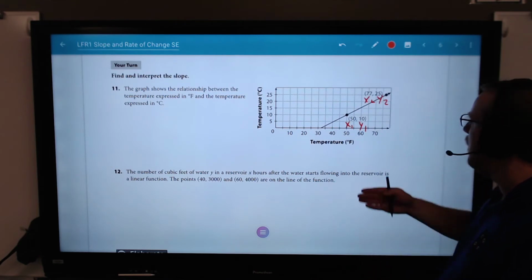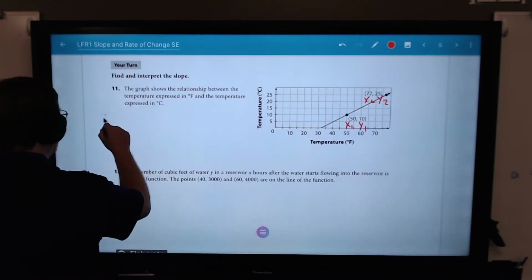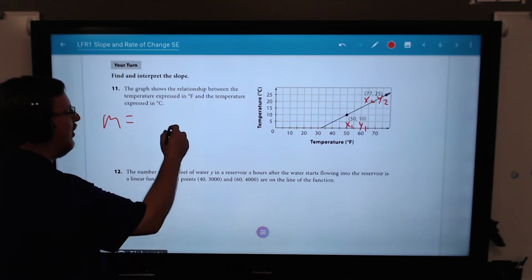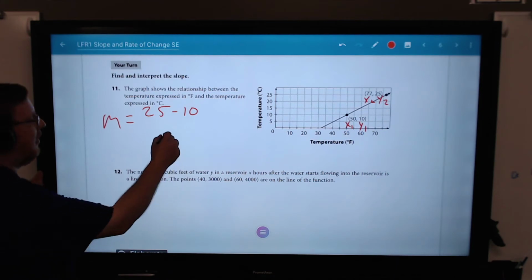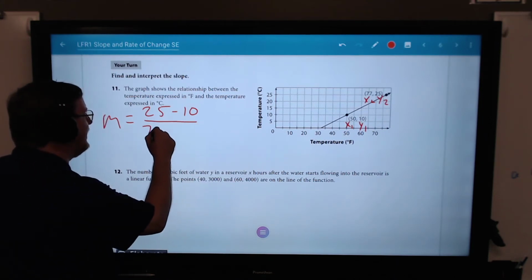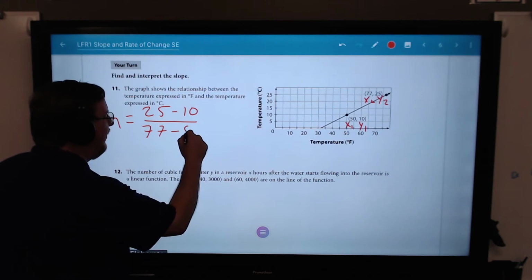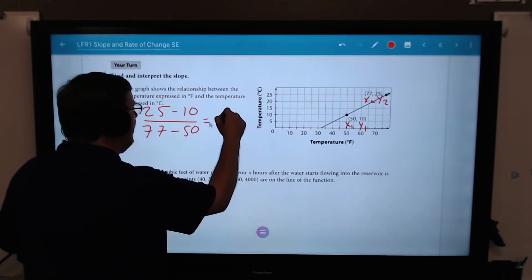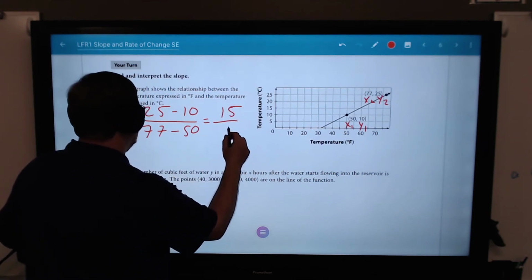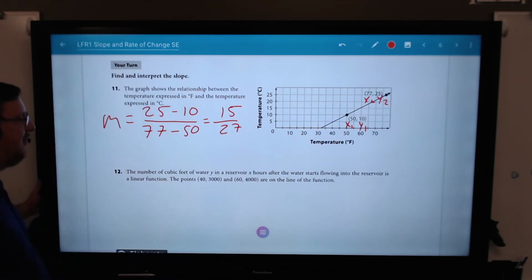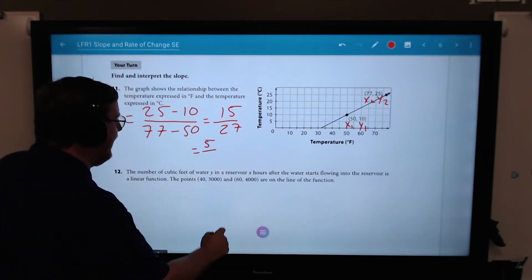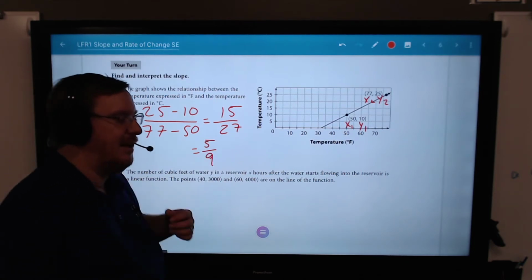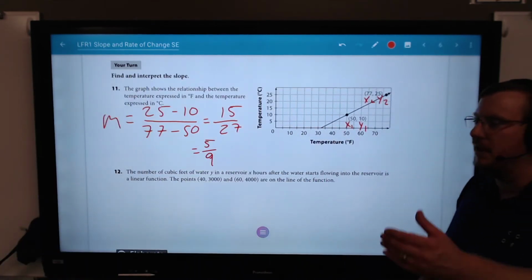All right. So I'm going to find my slope here. My m, again, y2 minus y1, or 25 minus 10, divided by my x2, 77, minus my x1, which is 50. And here I get 15 divided by 27. Looks like I can simplify that further because they can both be divided by 3. If I divide the top by 3, I get 5. If I divide the bottom by 3, I get 9. 5 ninths. And remember, it's y over x.